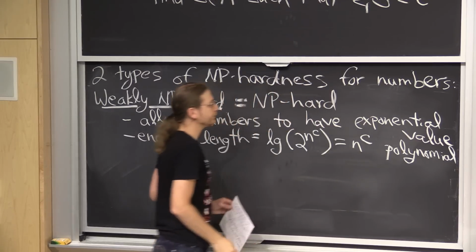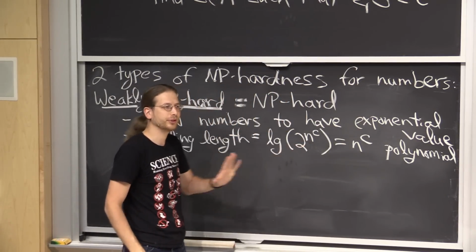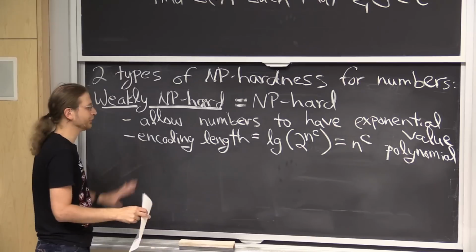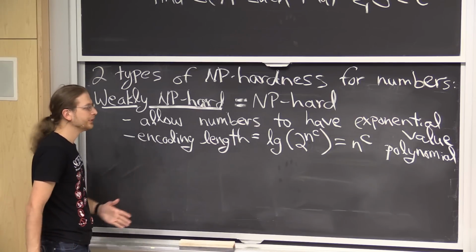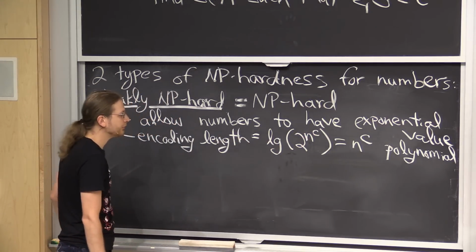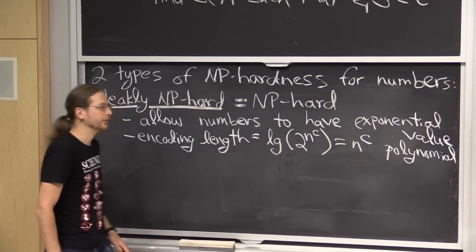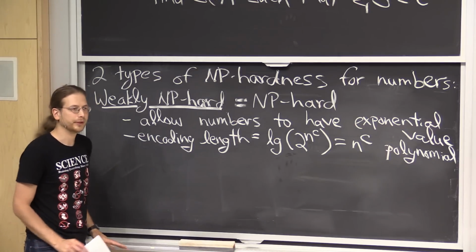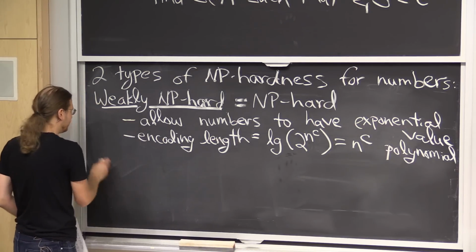Okay, for here, I'm going to let n be the number of numbers to avoid circular definitions or something. So I'm saying there are n different numbers. If each of them is at most 2 to the n to the c in value, and they're integers, then I can encode them in this many bits, and that's a polynomial number of bits. So I consider that a reasonable encoding. Okay, and sometimes that's just fine.